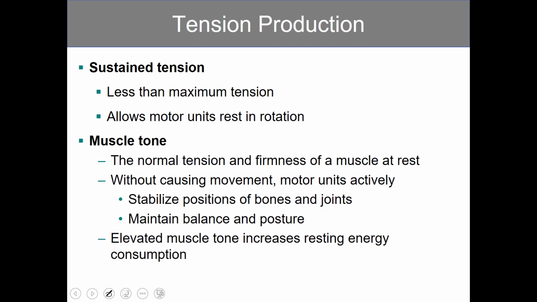The next concept is muscle tone. Muscle tone is defined as the normal tension and firmness of a muscle at rest. When we say somebody is toned, what do we mean? Well, it means that their muscles are well defined, their muscles are bulging. And muscle tone is basically when a muscle has at least a few or one motor unit always active. Because that motor unit is causing that muscle to contract ever so slightly, it leads to the bulge, which leads to the muscular definition.